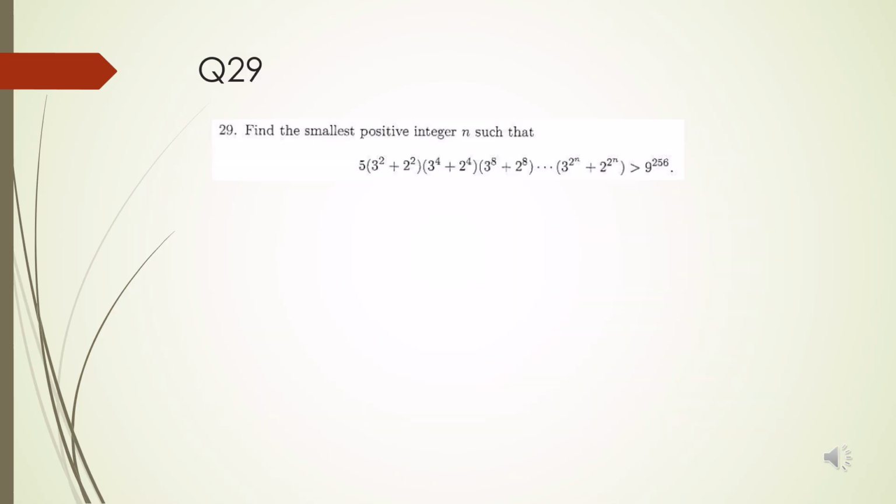Now this is question 29. Feel free to pause and answer the question. This is my solution to this question.